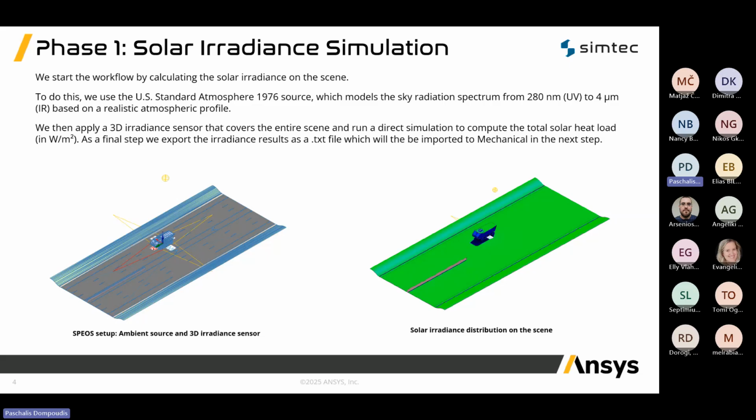our model's surface. And once the setup is complete, we run a direct simulation in Speos, and the result is what you see on the right, which is a color map showing the distribution of the solar heat load across the scene, which is measured in watts per square meter. And finally, we export this irradiance map as a text file.